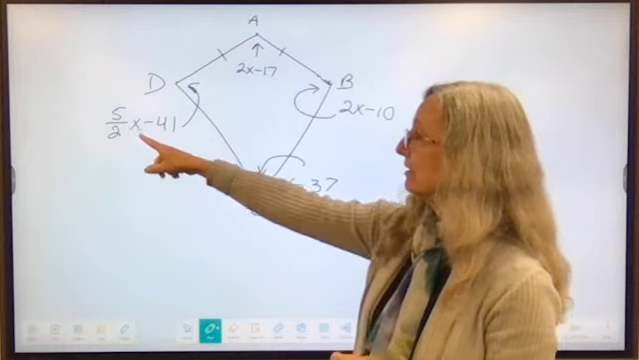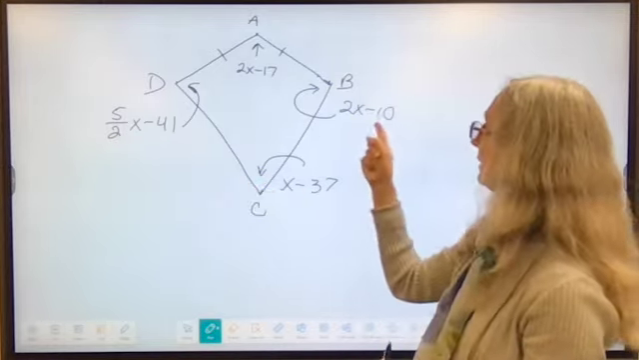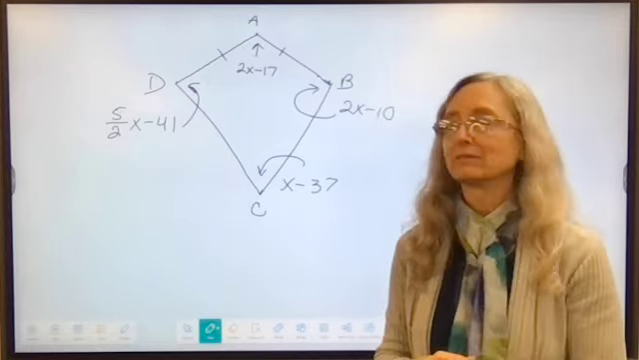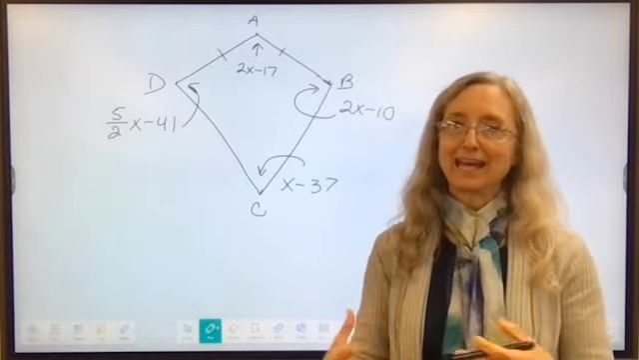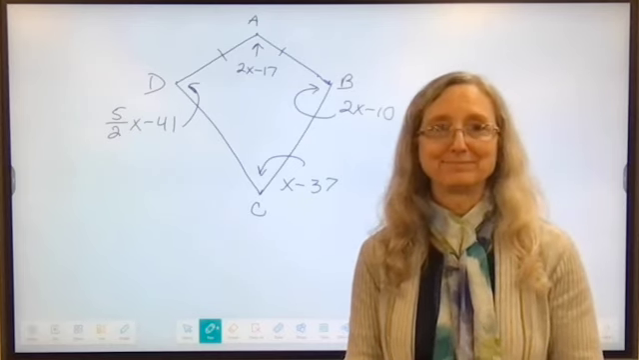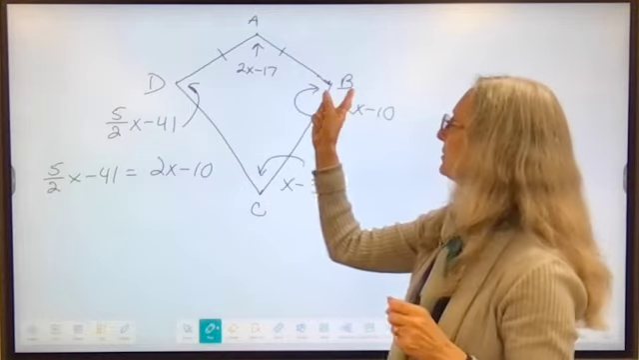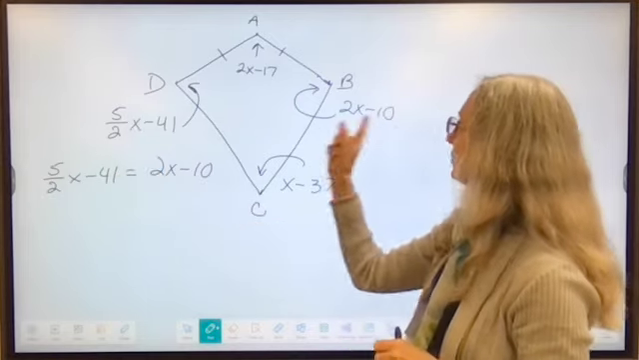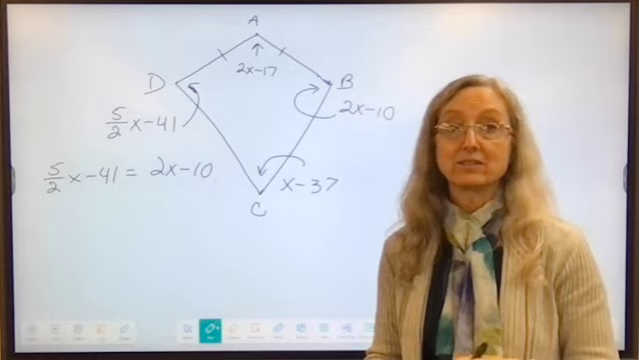So you can either say 5 over 2 x, or 2.5x, minus 41 equals 2x minus 10. Solve for x that way. Or you can add all these together and say that equals 360. That will also work. I decided to use the two opposite congruent angles, B and D. 5 over 2 x minus 41 is equal to 2x minus 10. And now let's go ahead and solve that.